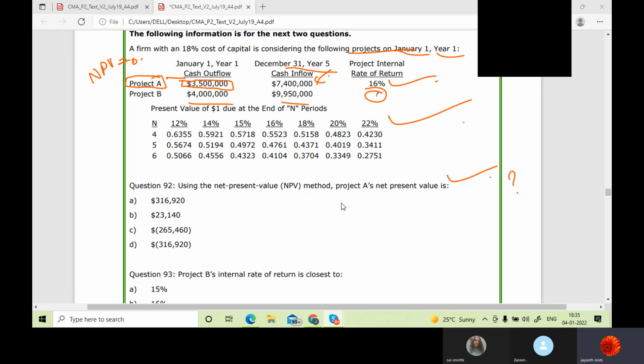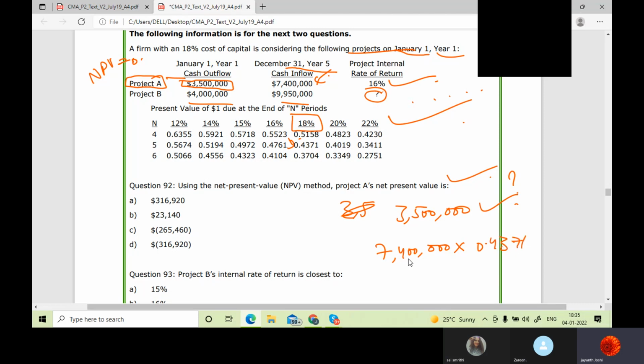Let us take this outflow, 3 lakh 50 thousand 35 something. This is your initial investment. What is your inflow? 74 something. You need to find out the present value. Your cost of capital is 18%. What is your factor for the fifth year? 0.4371, correct? Yes, sir. Year 1, 2, 3, 4, 5, it's for 5 years. So you just take that.